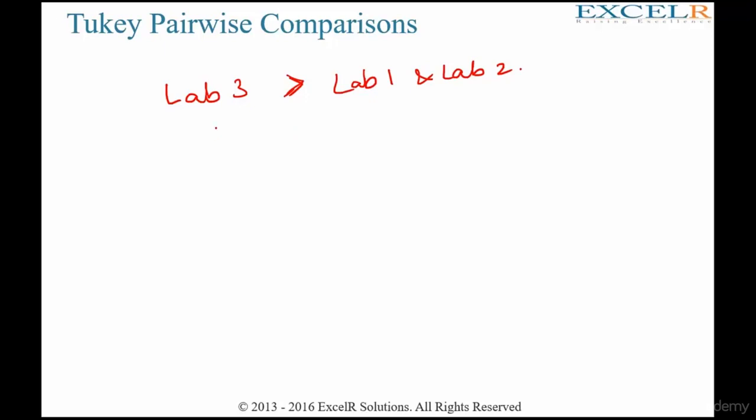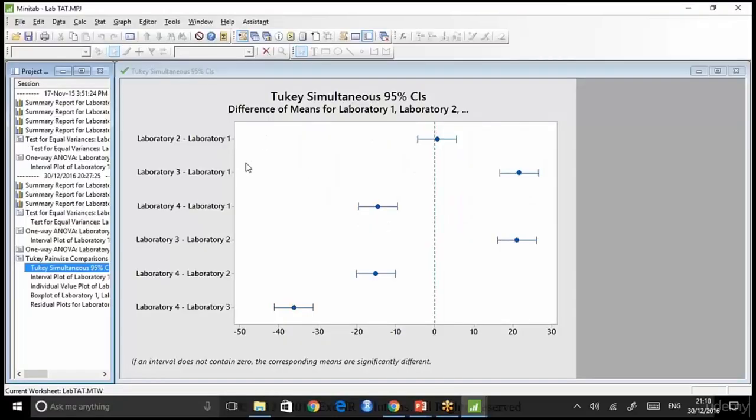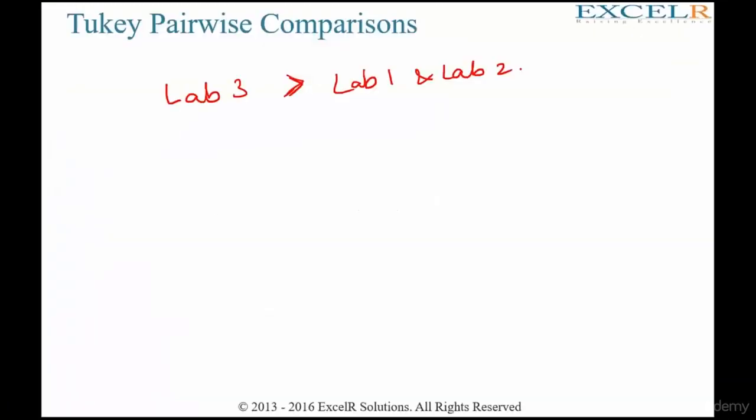Now what about lab 4? You have to look at which lab has the highest turnaround time and the least turnaround time. In order to identify that, we have to look at this also. Lab 4 minus lab 3. Okay, let us see this. Lab 4 minus lab 3.